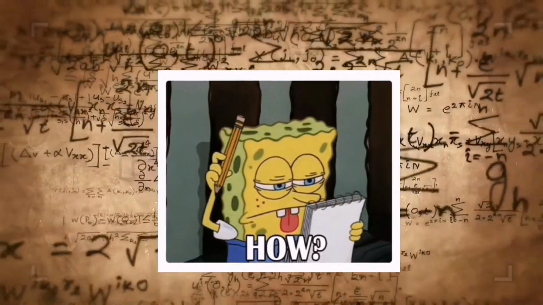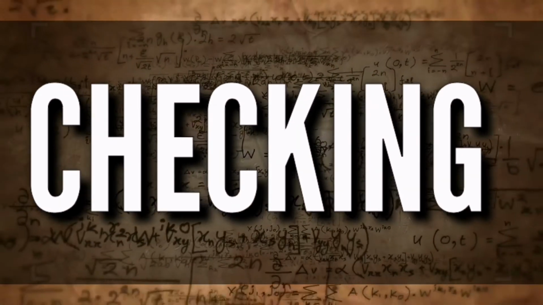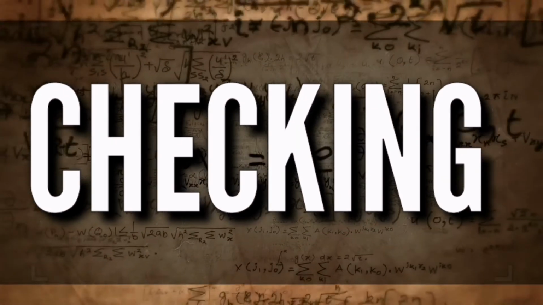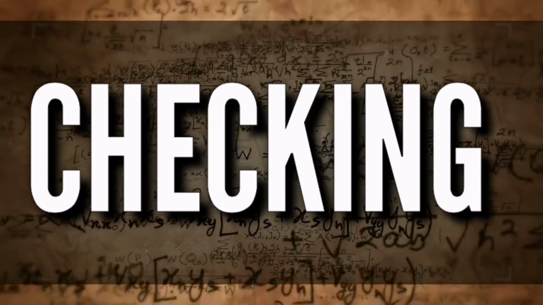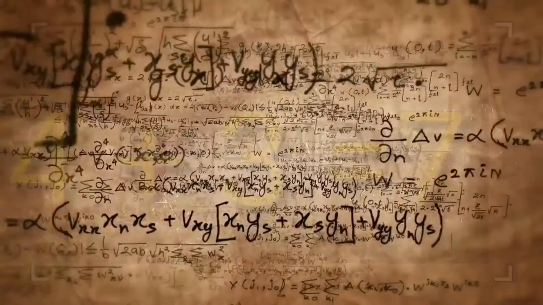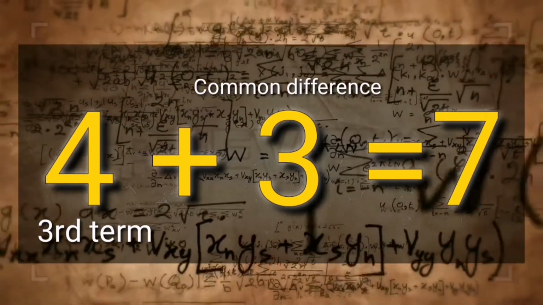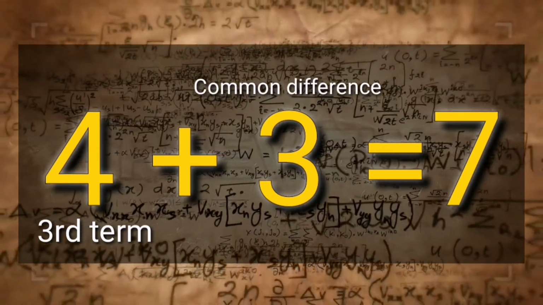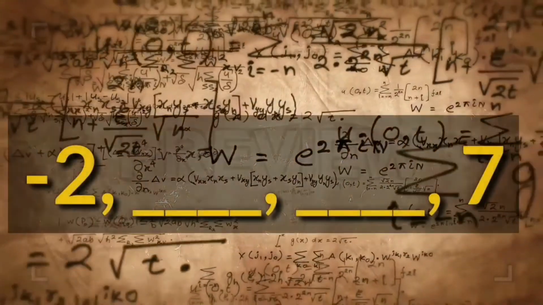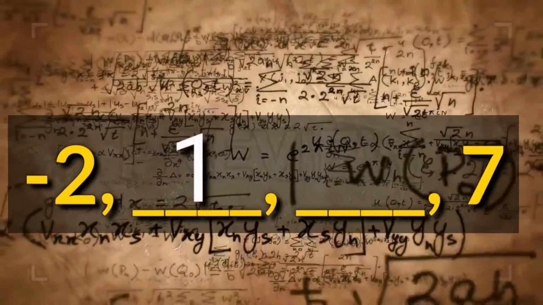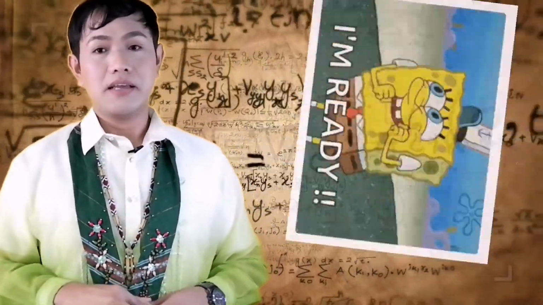How do we know then if our answer is correct or not? All we have to do is to check: when you add 3 as our common difference to our third term, does it give you our fourth term, which is 7? Let's do that. 4, which is our third term, plus the common difference 3 is equal to 7. And since it is equal to 7, then the two arithmetic means between negative 2 and 7 are positive 1 and positive 4. Are you now ready for the next example?